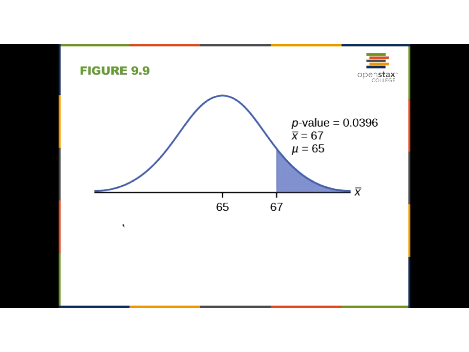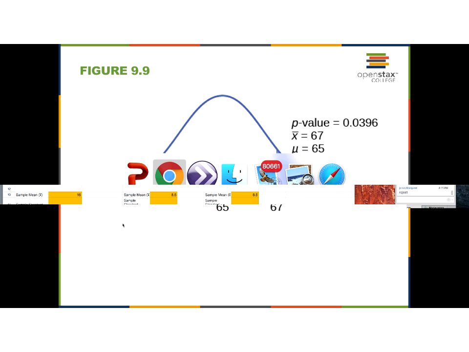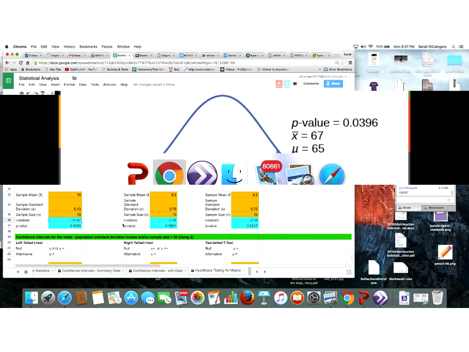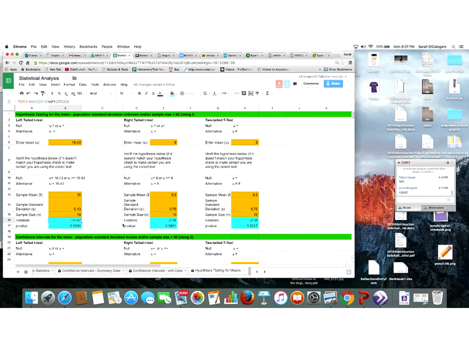Again, another example, my 65, my p-value is 0.0396, so it looks like it's a right-tailed test. We're testing the claim that the true mu is greater than 65. And I get a p-value of 0.0396. So at a 0.05 level of significance, what should I do? Reject or fail to reject?